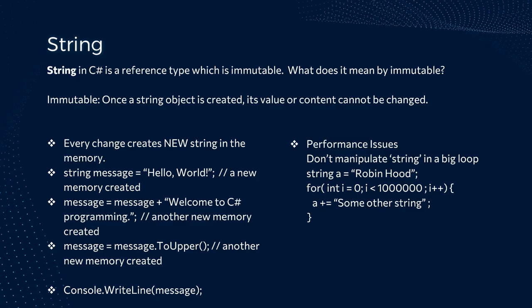We can also look at the performance issues. Let's say I have a loop and I am iterating this loop 1 million times. Then you can see the problem, because in each and every iteration it creates a new memory location for the string manipulation or string concatenation. This is the biggest problem. So it is suggested that whenever you do any string handling, make sure you are not manipulating a lot of things inside a loop.